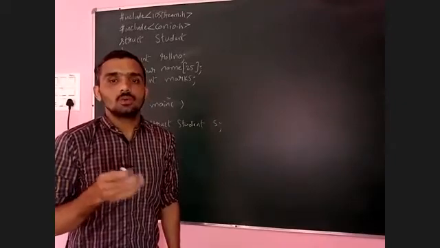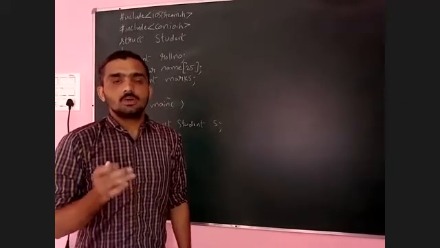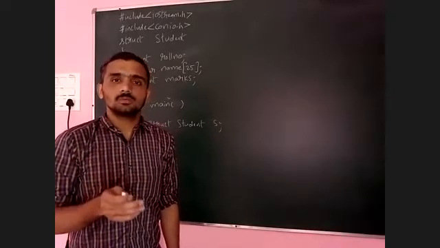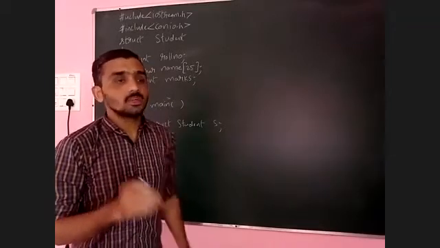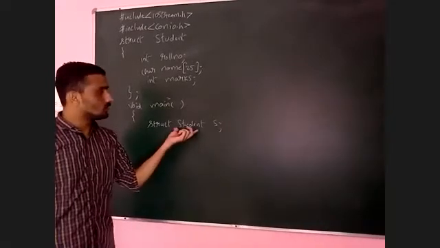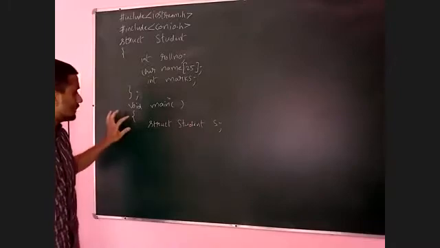It is called a local variable and a global variable. I hope people remember local variables and global variables with respect to functions. Whatever properties apply for local and global variables with respect to functions, the same properties apply for local structure variables and global structure variables. So this is called a local structure variable. Why? Because we have declared it within the main function.